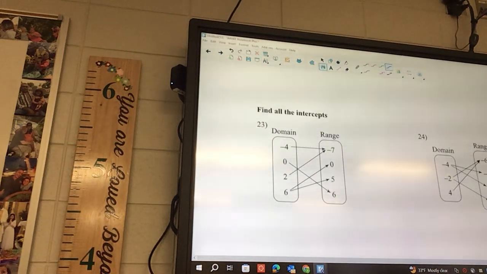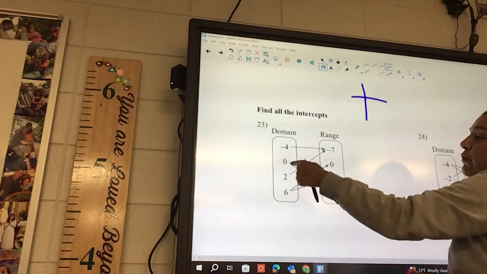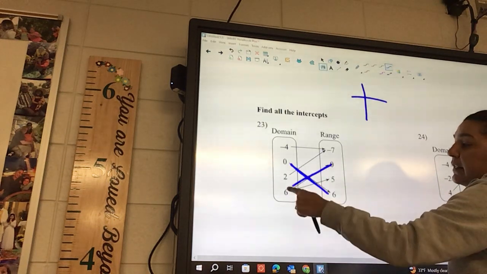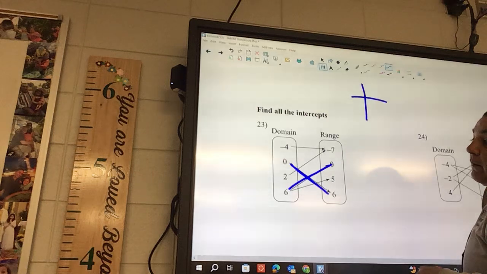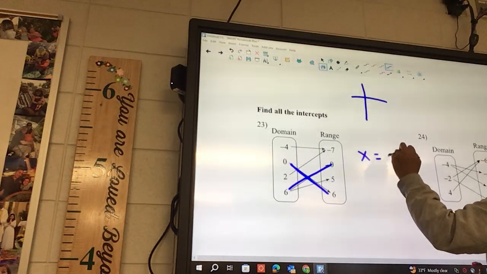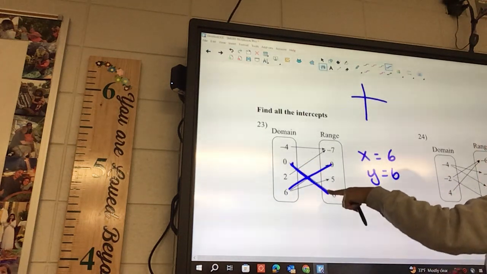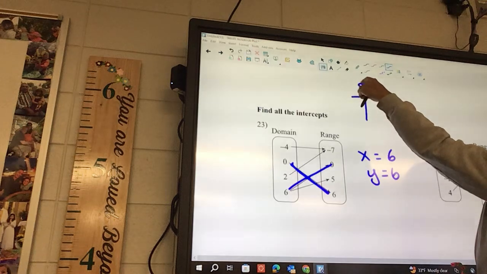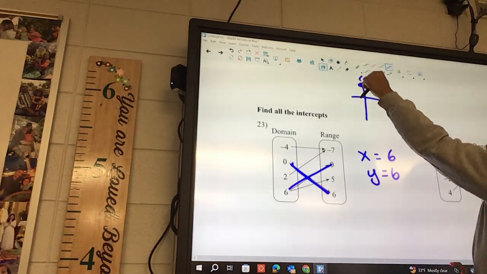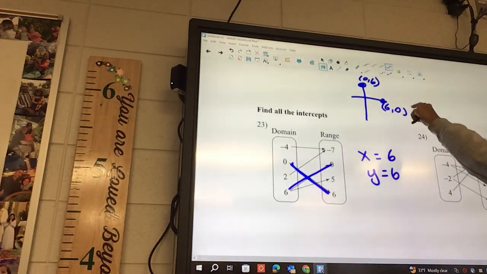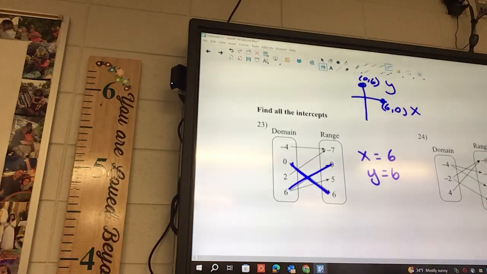Okay, 23. Find all the intercepts. If you don't remember, draw yourself a picture. We're really only looking for the zeros. We got (0, 6) and (6, 0), and that's it. So we know an x-intercept is going to be 6 and a y-intercept is going to be 6. But if you're not sure, (0, 6) is going to be over 0 and up 6. So this is going to be the y one, (0, 6). The other would be (6, 0). So this would be the x-intercept, this is the y-intercept. So it's kind of like what you're looking for. Okay?